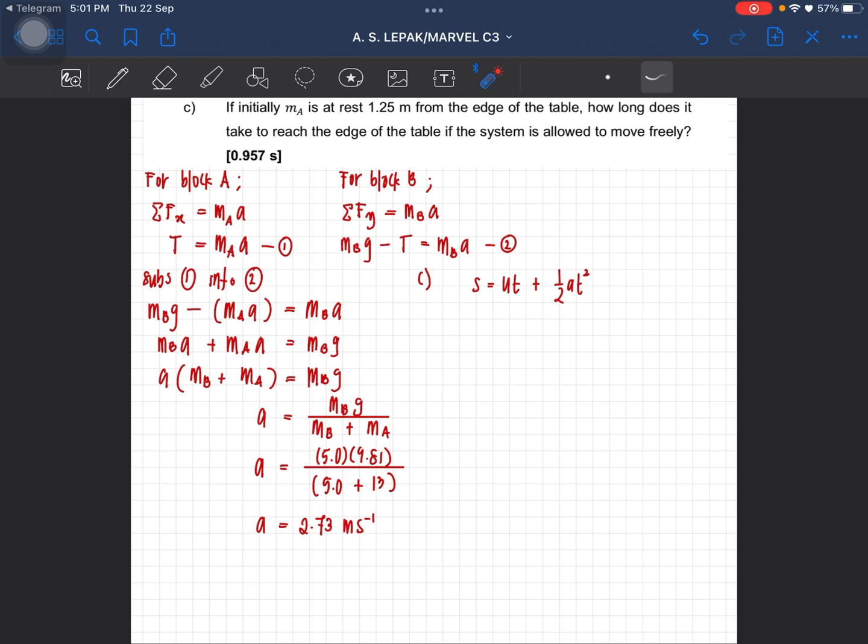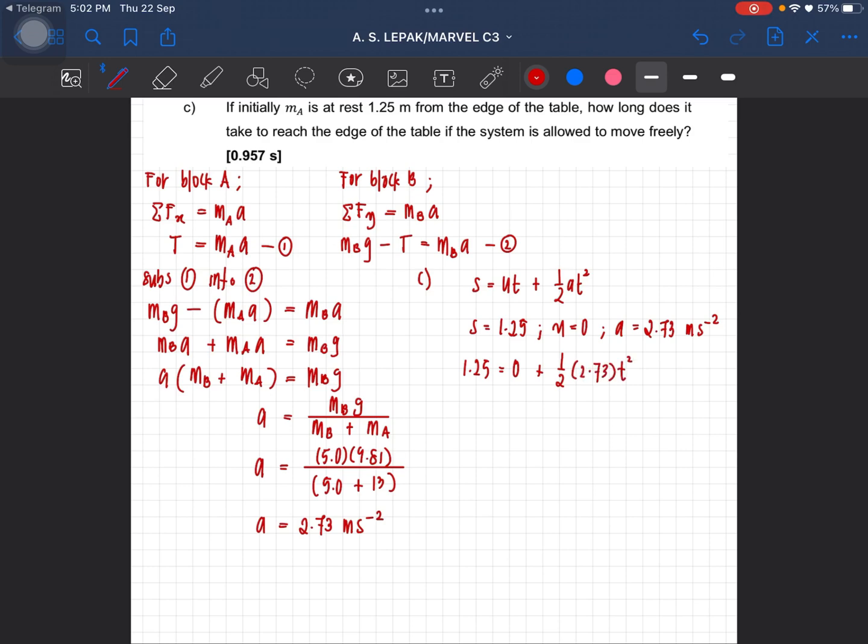Now S is given, which is equal to 1.25, and the block is initially at rest, so u is equal to 0. Acceleration is the one that we calculated just now, which is 2.73 meters per second squared. Oops, I did something wrong. This one here should be meters per second squared, sorry. From there we can substitute all the values so that we can solve for t.